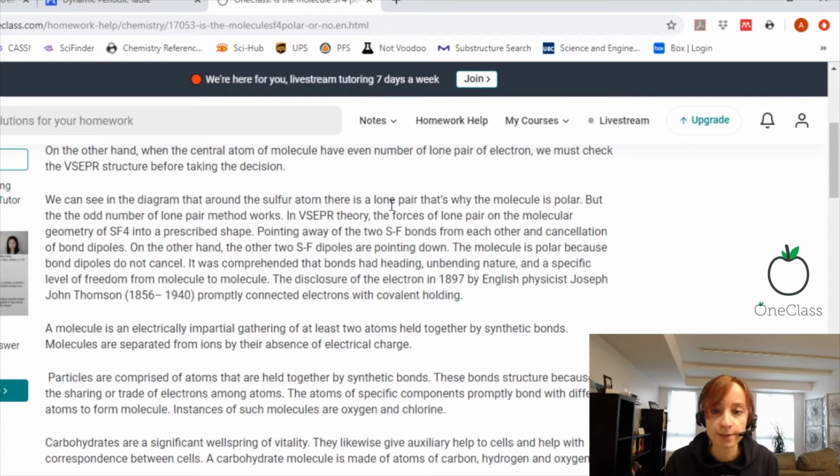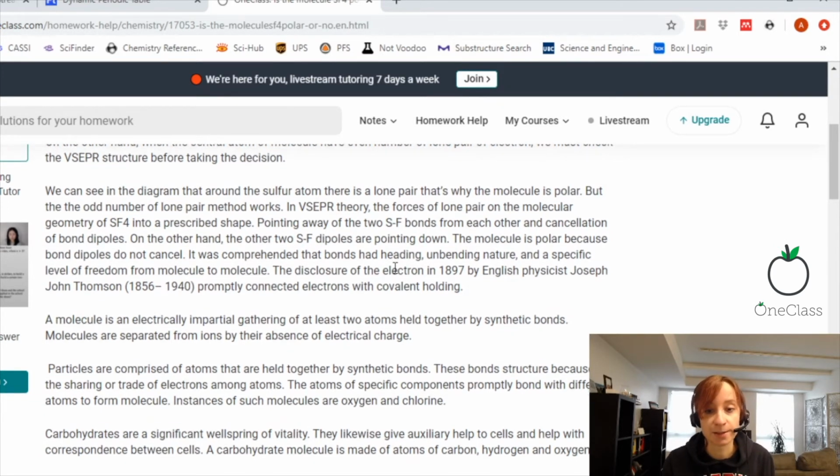So sulfur has one lone pair, which means the molecule is polar. The forces of the lone pair force the molecular geometry of SF4. I'll draw it in a minute to make that more clear. Because of the lone pair, two SF bonds are pointing away from each other, so those dipoles cancel each other out. But the other two SF bonds are pointing downwards and do not cancel each other out, which is what makes it polar.